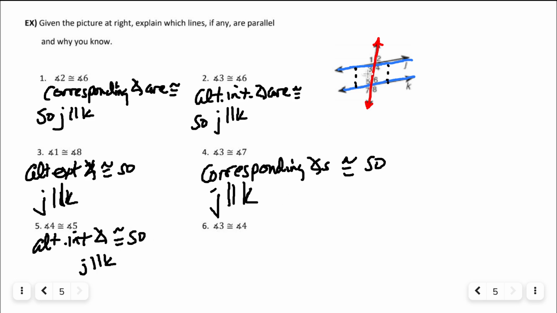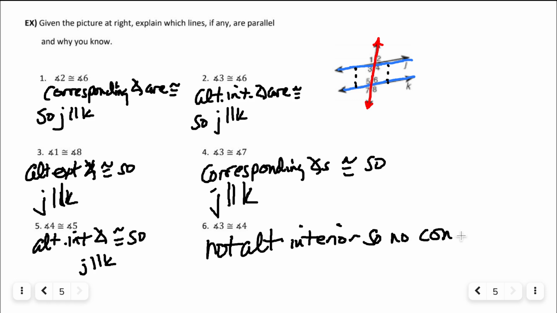Now look at 3 and 4. Well, 3 and 4 are both in the interior. It says they're congruent. 3 and 4 are both in the interior, but they're not alternate interior. They're not alternate interior angles, so we can't draw a conclusion. No conclusion. We don't know if these lines are parallel based on 3 being congruent to 4.